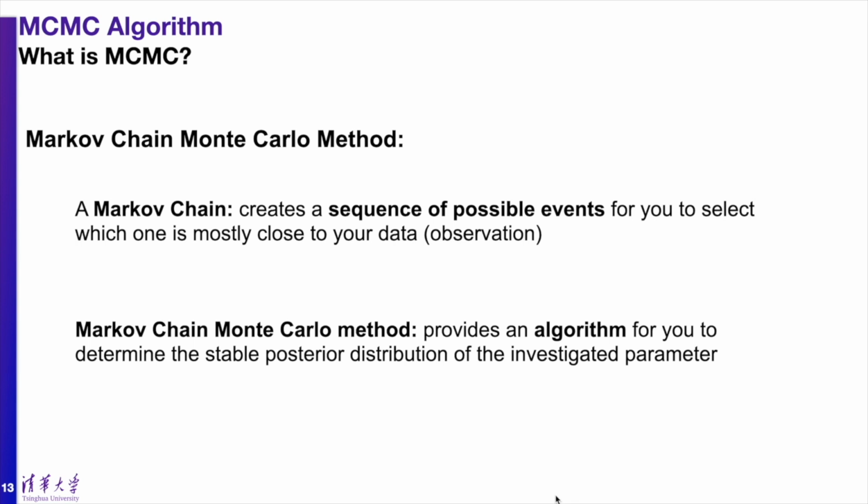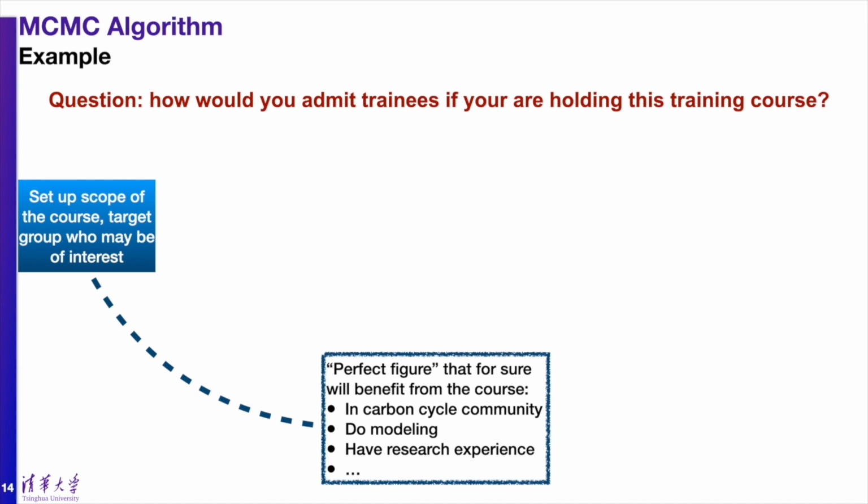So what's the Markov chain Monte Carlo method? Basically, the Markov chain can create a sequence of possible events for you to select which one is mostly close to your data. And the Markov chain Monte Carlo method is an algorithm that helps you to finally determine the stable posterior distribution of the investigated parameters. Let's have a look at another example to further illustrate this.